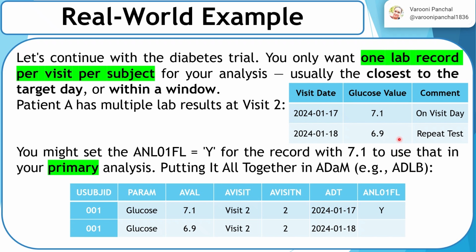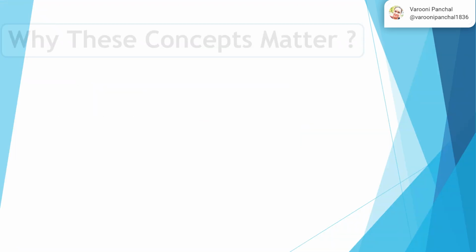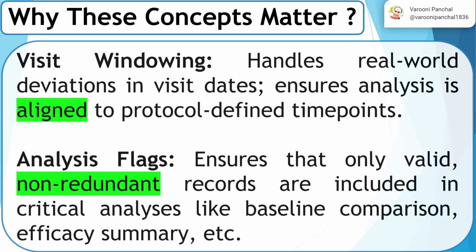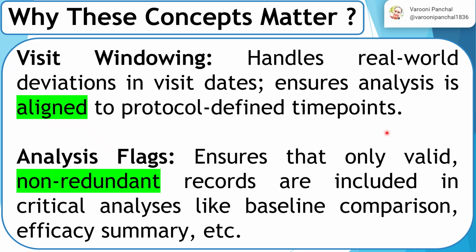whereas visit windowing is nothing but ensuring that the unscheduled visits or the unscheduled records are assigned to the specific window range. Now, why do these concepts matter? Visit windowing handles real-world deviations in visit dates and ensures analysis is aligned to the protocol-defined time points. Now, it's a human clinical trial database, right?